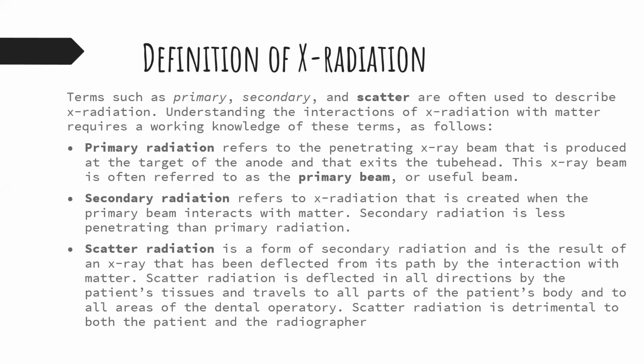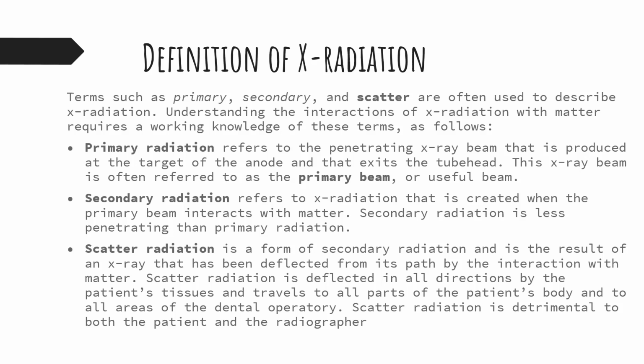Now, let's look at some of the definitions we will encounter as we go along when we're talking about radiation in dentistry. So we have primary radiation, and this refers to the penetrating X-ray beam that is produced at the target of the anode and that exits the tube head. This X-ray beam is often referred to as the primary beam or the useful beam.